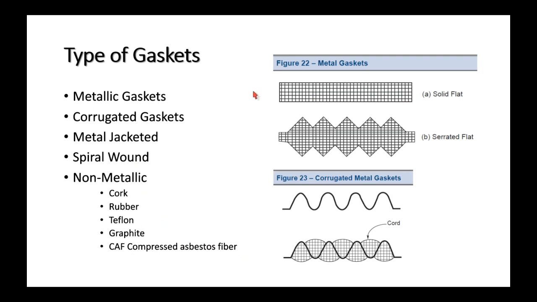So here we can see just a solid flat gasket made of metal, serrated. I don't know, this is in your textbook. I don't like these, but corrugated metal gasket, I think is quite important.